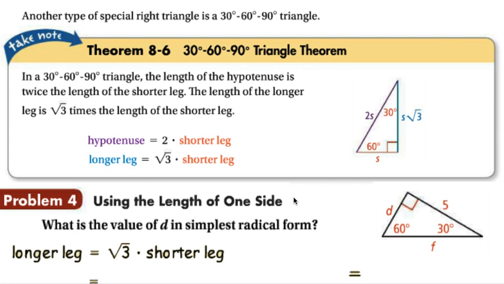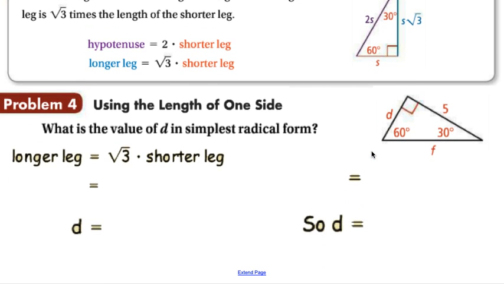Alrighty, so the second special right triangle that we're going to be working with is a 30-60-90 right triangle. And all of the sides are referenced to the shortest side. Okay, so if we call the shortest one S, the longer one is the square root of 3 times S, and the hypotenuse is double the shorter one, 2S. Okay, so that's the relationship you need to remember.